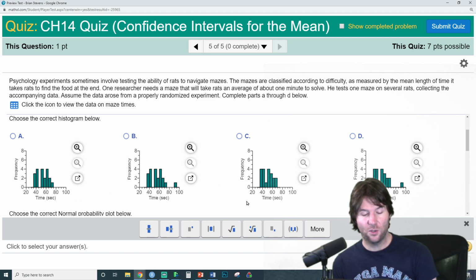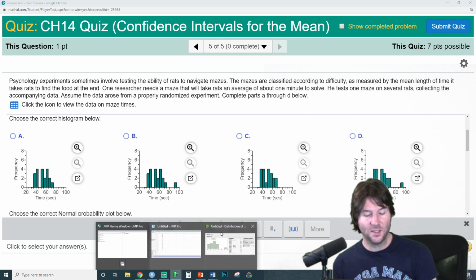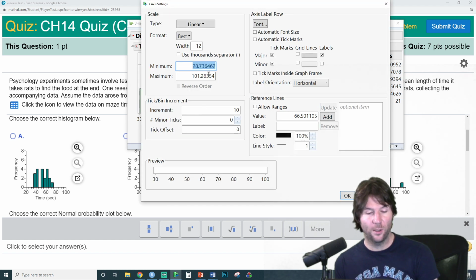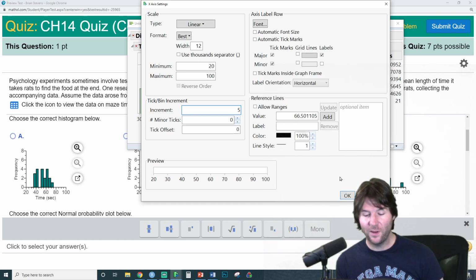Now, this one can be a little bit tricky because we need to look at our data. The best thing to do is to make our data look identical to theirs. We see theirs starts at 20, goes to 100, has bin widths of 5. So that's 20, 25, 30, 35, 40. So we're going to double click right here. We're going to go from 20 to 100, and we're going to go bin widths of 5.